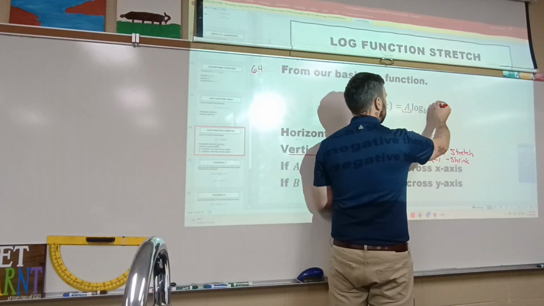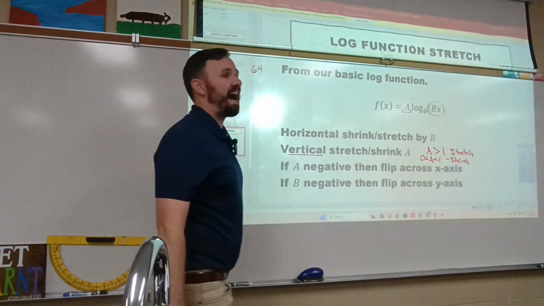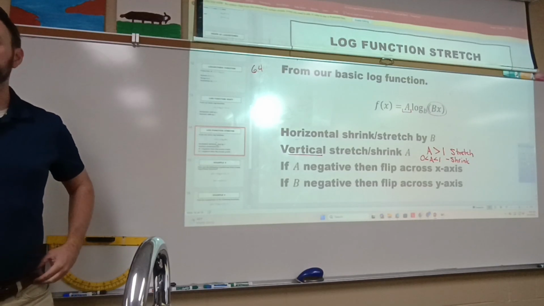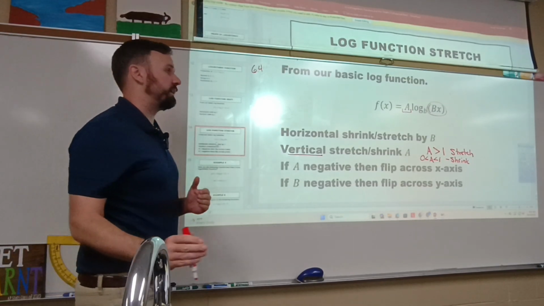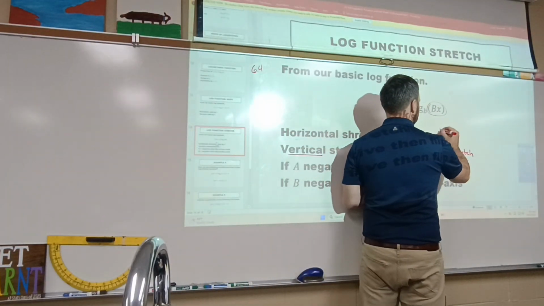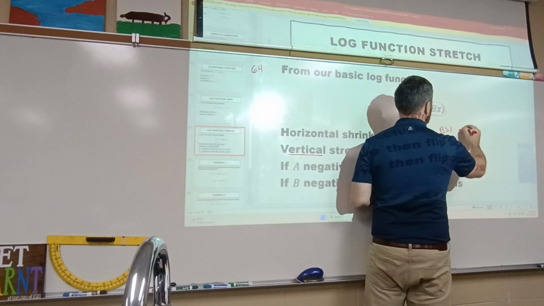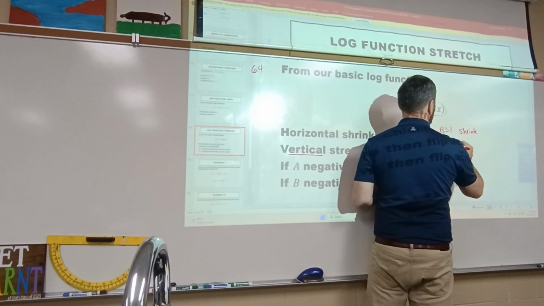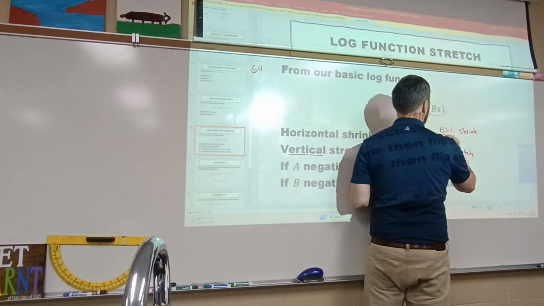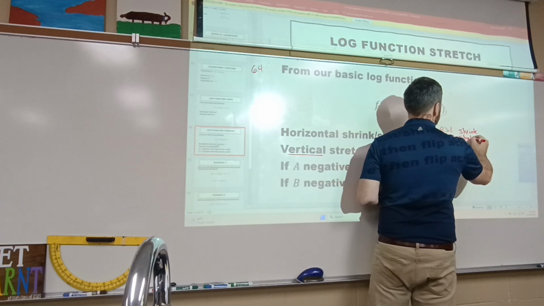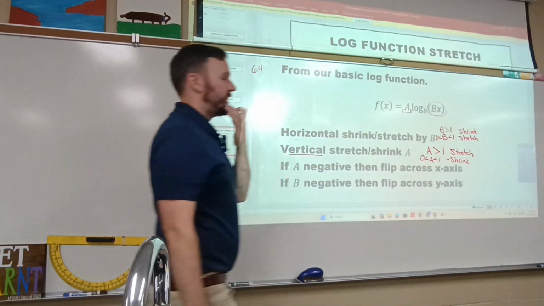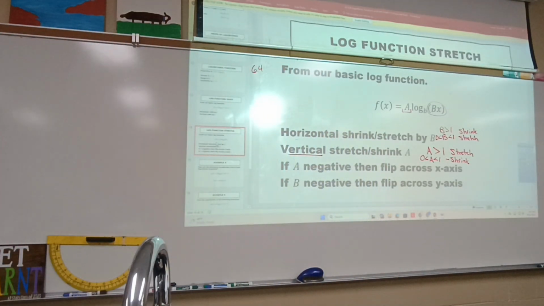Now, if a change is happening in parentheses, it is always opposite of what you think it should be, because if I'm subtracting, I go to the right, and adding, I go to the left. So for this one, it's the opposite. If b is bigger than 1, it is actually a shrink or a compression. And if b is between 0 and 1, it is a stretch. It's actually by the reciprocal of it. We'll do an example of it. I always say, make sure you know anything that happens by the x is the opposite of what you think it should be.